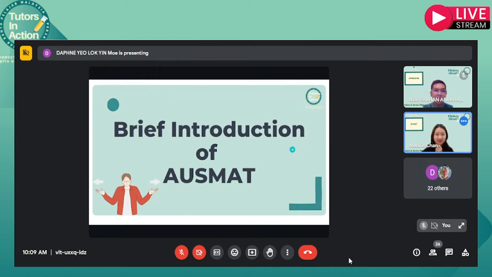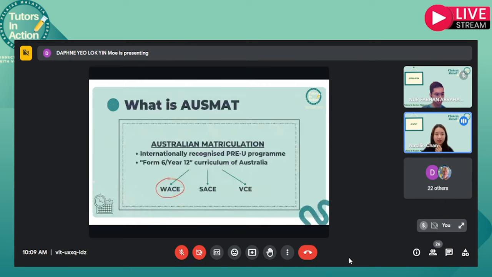So today I'll be talking about a brief introduction of AUSMAT. AUSMAT is basically the short form of Australian Matriculation, and it is an internationally recognized pre-U program. And in simple terms, you can consider it as the Form 6 or Year 12 of Australian students. So in Australia, there are a few types of Form 6. There are WACE, SACE, VCE, and etc. But AUSMAT uses the curriculum of WACE, which stands for Western Australian Certificate of Education.